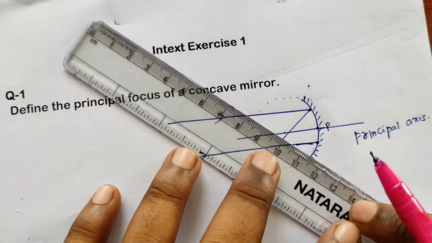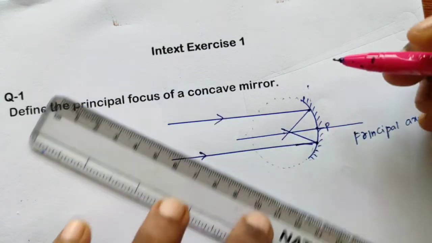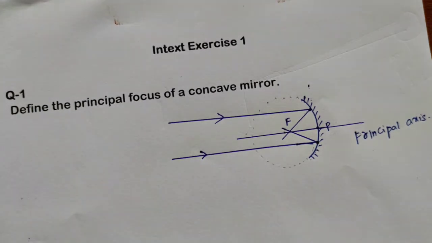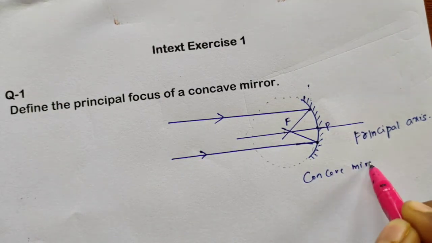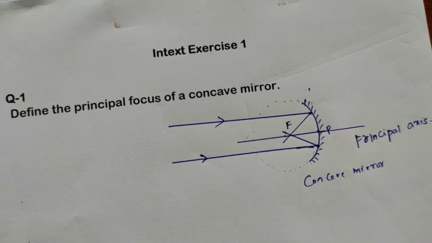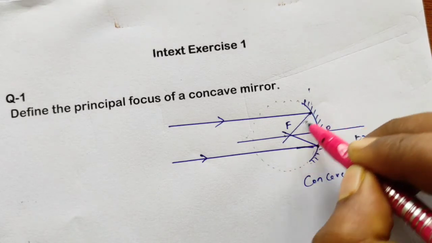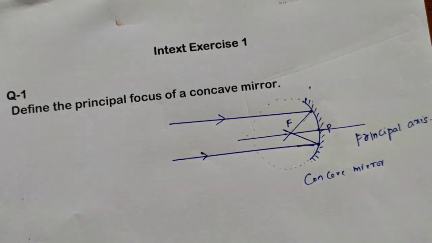This point we can call it focus or principal focus. So this is a concave mirror, and the concave mirror's principal focus is this one. Okay. Do you want to know exactly why this is converging? If you want to know why this is converging, I will explain that also.